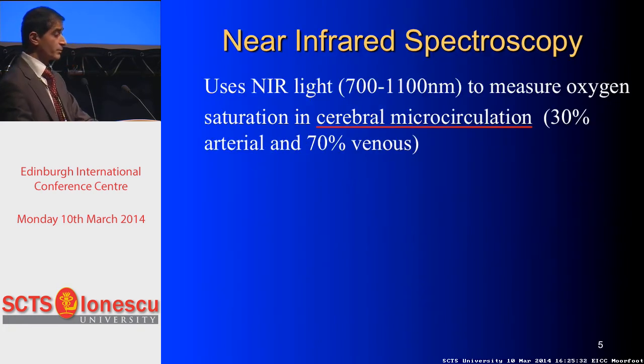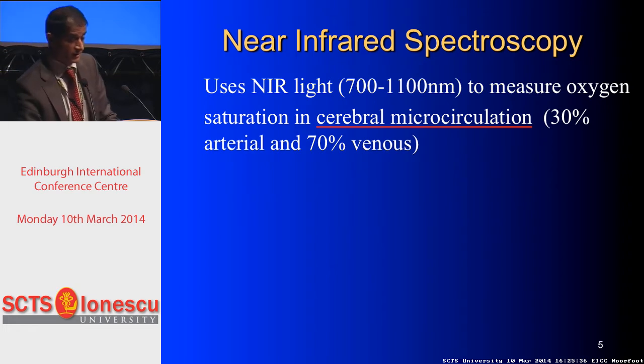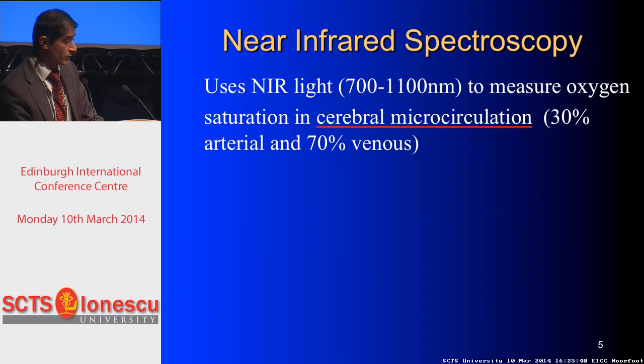So let's start with the main one, the near-infrared spectroscopy. And like I said, it is the most widespread monitor in use. The principle of near-infrared spectroscopy is actually quite simple, that you have the near-infrared light, which has a wavelength of between 700 to 1100 nanometers, and that can be used to measure oxygen saturation in the cerebral microcirculation.